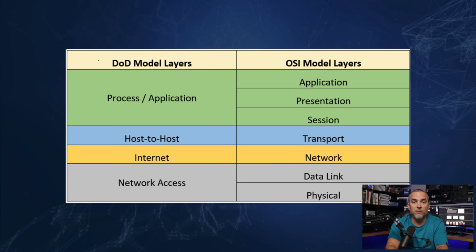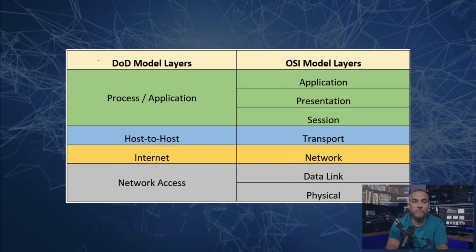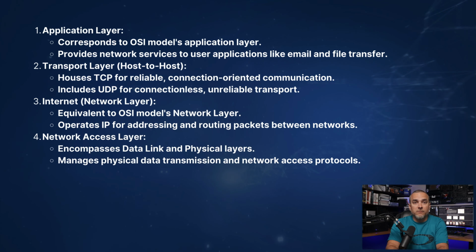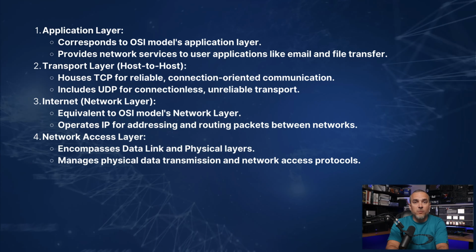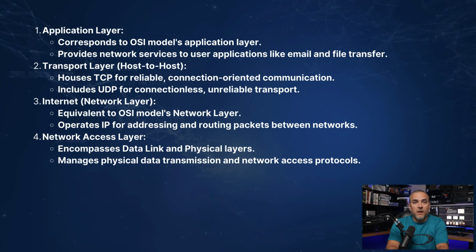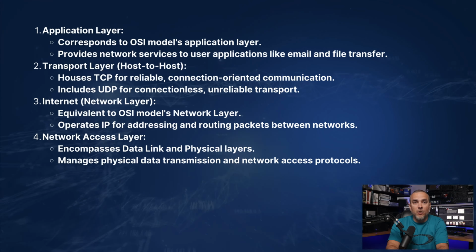So let's quickly review each layer of the DoD model. Let's begin with the application layer. This layer corresponds to the application layer in the OSI model and is responsible for providing network services directly to user applications. It includes protocols for tasks such as email, file transfers, and remote access.